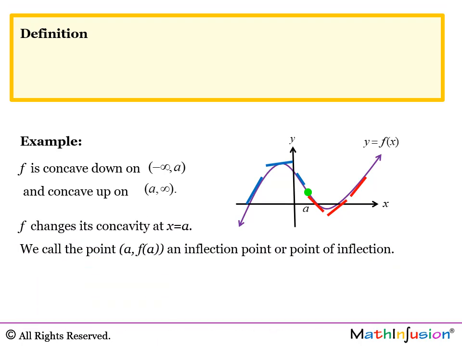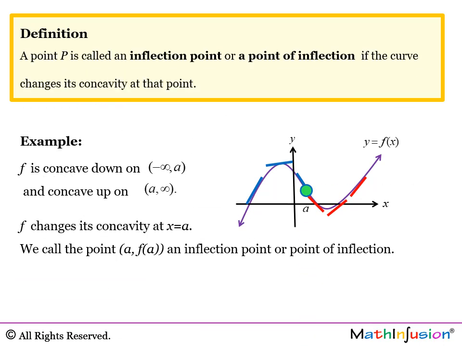You can see also that f changes its concavity at x equals a. We will call the point (a, f(a)) an inflection point or point of inflection, and here is the definition for that. A point P is called an inflection point or a point of inflection if the curve changes its concavity at this point.